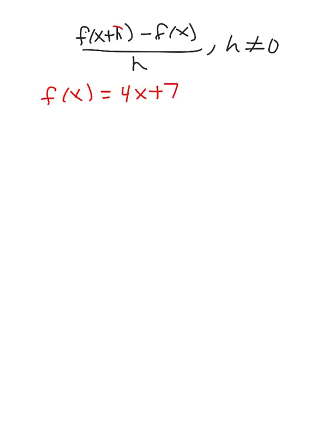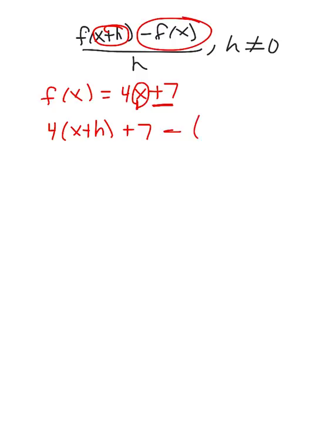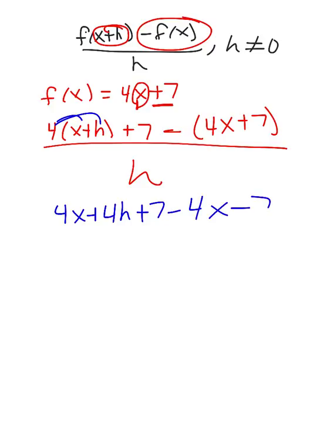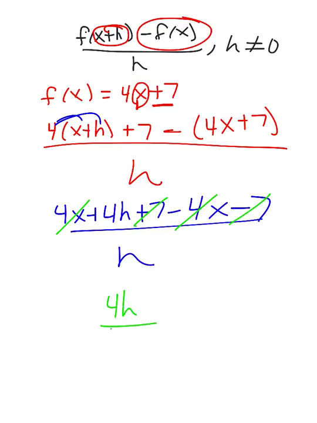So I start by taking, this is my input, and I input it in for my x here. So it's 4 times x plus h, then I have plus 7, minus, go back to the formula, minus f of x, which is a binomial 4x plus 7, over h. Distribute the 4. 4x plus 4h plus 7 minus 4x minus 7 over h. 4x minus 4x cancels, 7 minus 7 cancels, so I'm left with 4h over h, which is equal to 4.